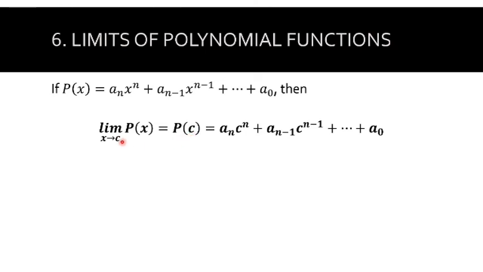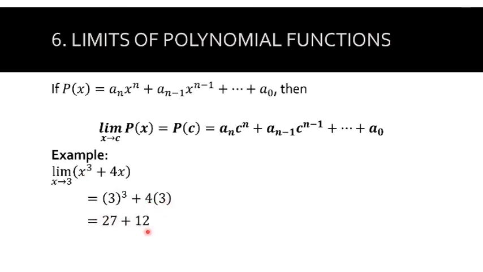So we are going to substitute the value of c into the variable x and evaluate, and we will get the limit. Example, the limit of x cubed plus 4x as x approaches 3. So substituting the value of 3 to the variable x, we have 3 cubed plus 4 times 3, which is 27 plus 12, and we have 39.